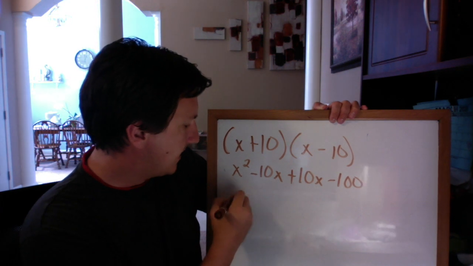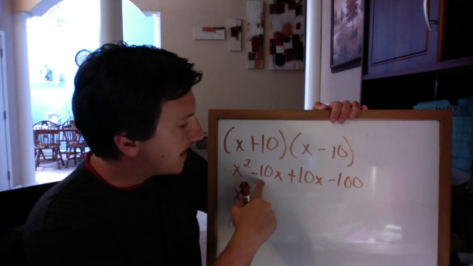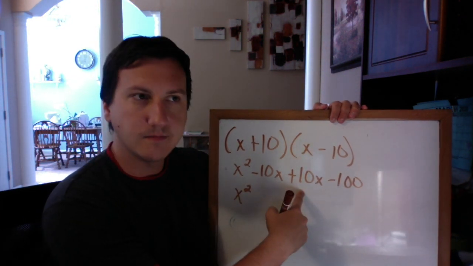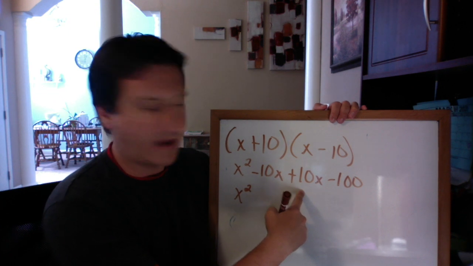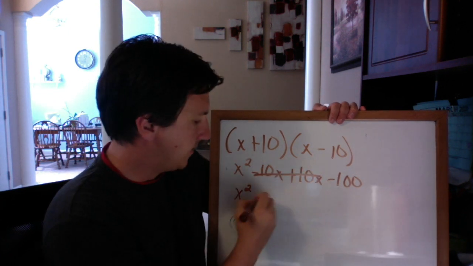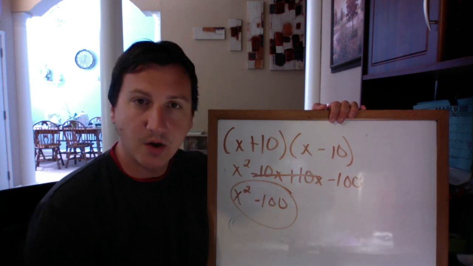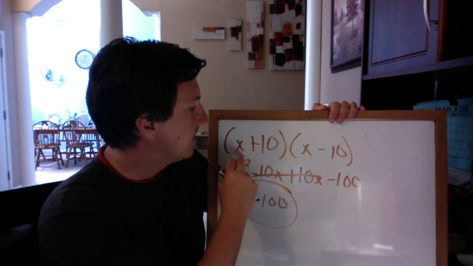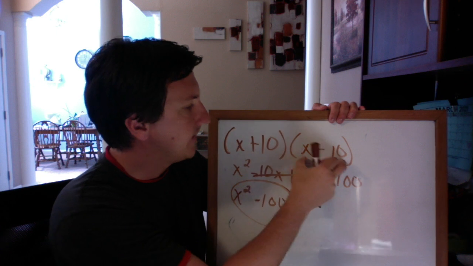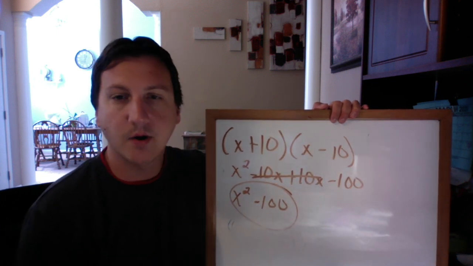And then x squared, negative 10x plus 10x, well, that cancels to give me 0. Those cancel out, minus 100. So this one is x squared minus 100. That is the product of (x + 10) times the quantity (x - 10), is x squared minus 100.